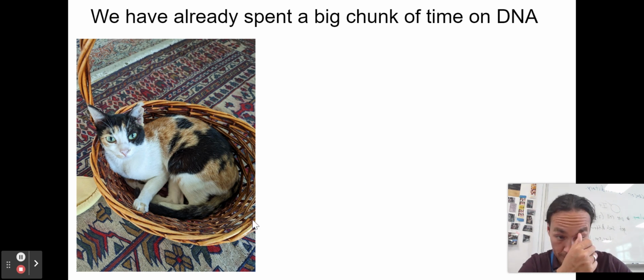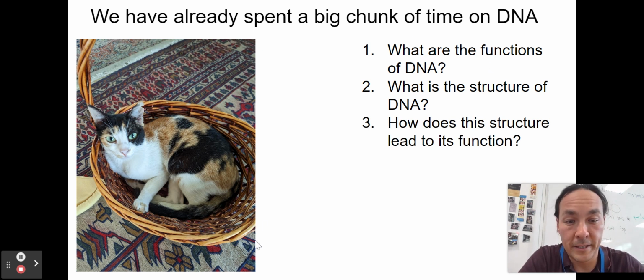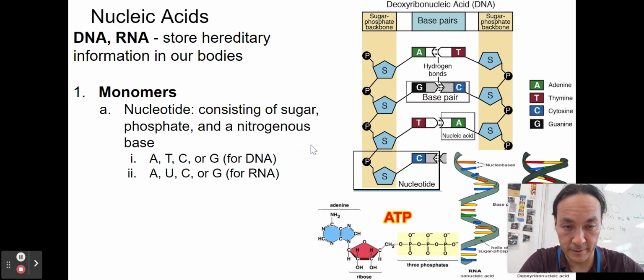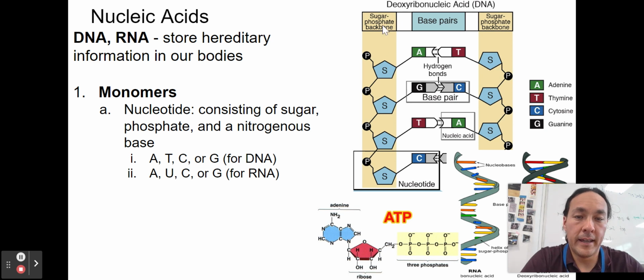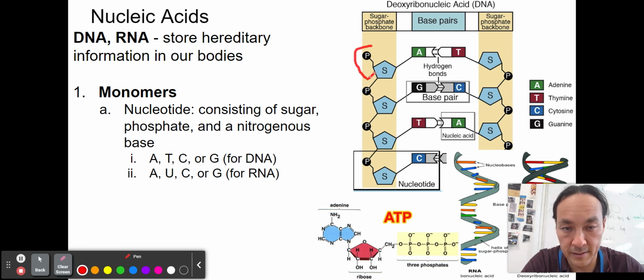So let's just do a quick review on structure and function of DNA. Hopefully you remember that the function of DNA is to serve as hereditary information. It's how we pass down our hereditary information. The structure of it is a sugar phosphate backbone with a nitrogenous base that forms hydrogen bonds with another nitrogenous base attached to a sugar phosphate backbone. This is what we call a nucleotide, with the phosphate, the sugar, and the nitrogenous base right here. So that would be one nucleotide, the monomer.